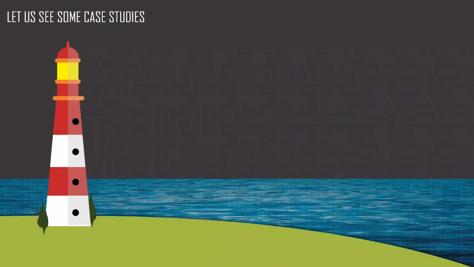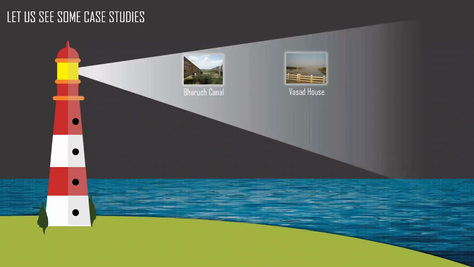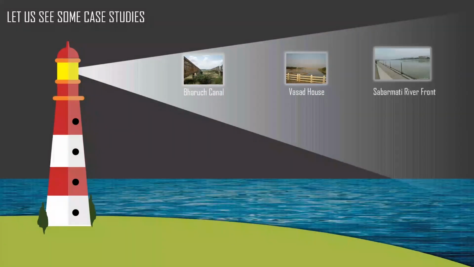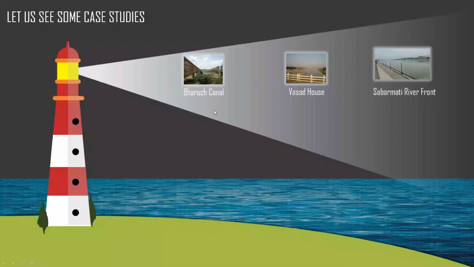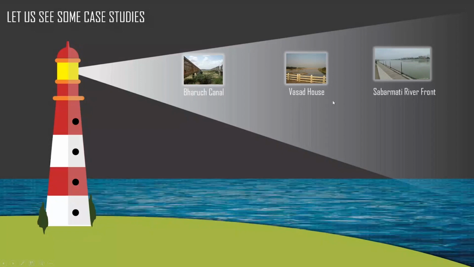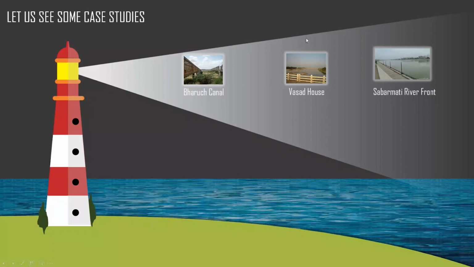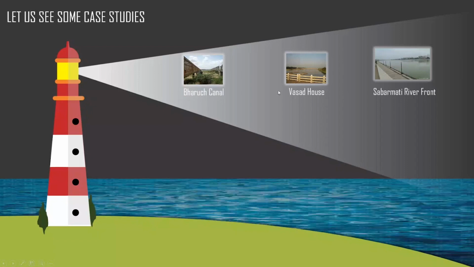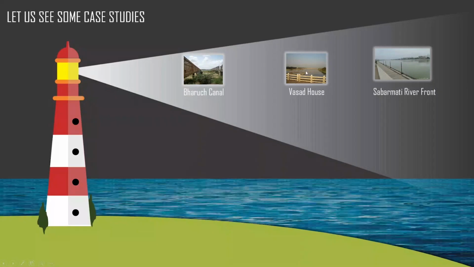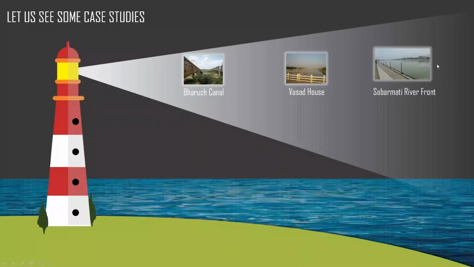So to give you an idea of that, I'm going to take 3 examples from Gujarat, which I have personally seen. Okay, one is the Bharuch Canal construction, which happened around 2009, and another one is a residential society located in Wasad, just beside the National Highway Bridge. And the third one is our river Sabarmati riverfront project.